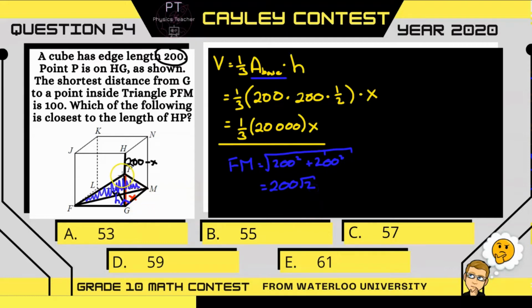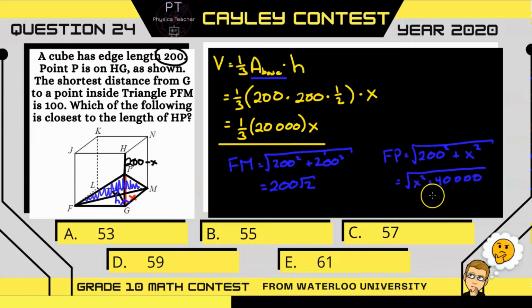Now we can also do the same to figure out this length FP if we look at the triangle FPG. That is also a right angle triangle. And so I can figure out what FP is by saying it is the square root of, well, here's FG, that's 200 squared, plus this height, which I labeled to be X, so plus X squared. So the length FP is equal to the square root of X squared plus 40,000, because 200 squared is 40,000.